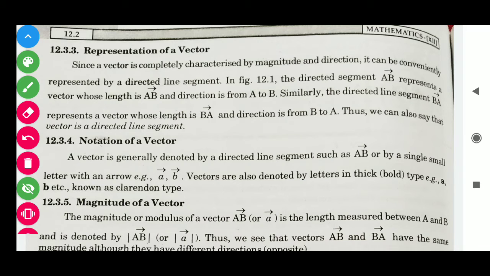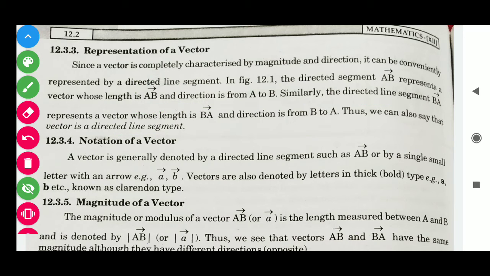We represent a vector by this symbol, AB vector, that is directed. This means direction is from A to B. Similarly, the directed line segment B to A is represented by a vector whose length is B to A and its direction is from B to A. Thus, we can also say that vector is directed line segment. So, AB vector and BA vector are both the same in length but opposite in sign.